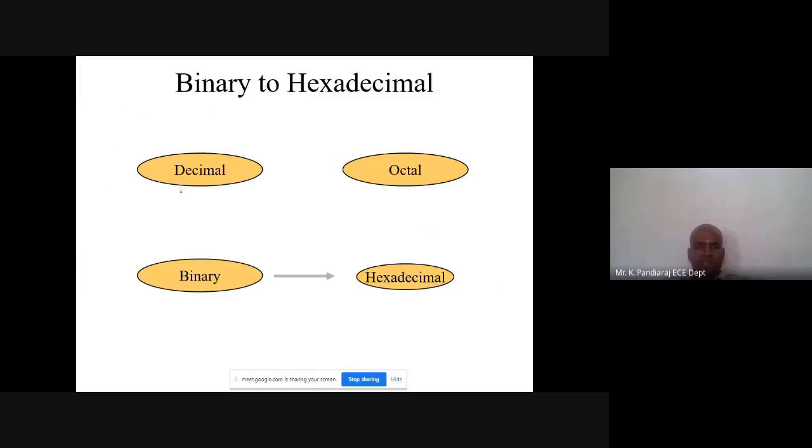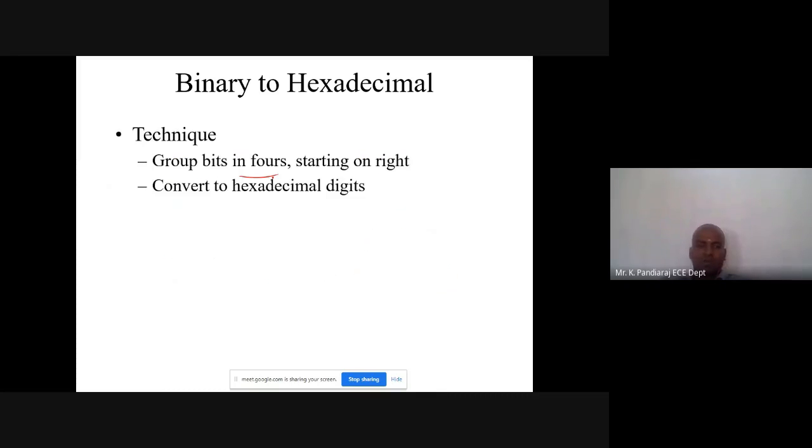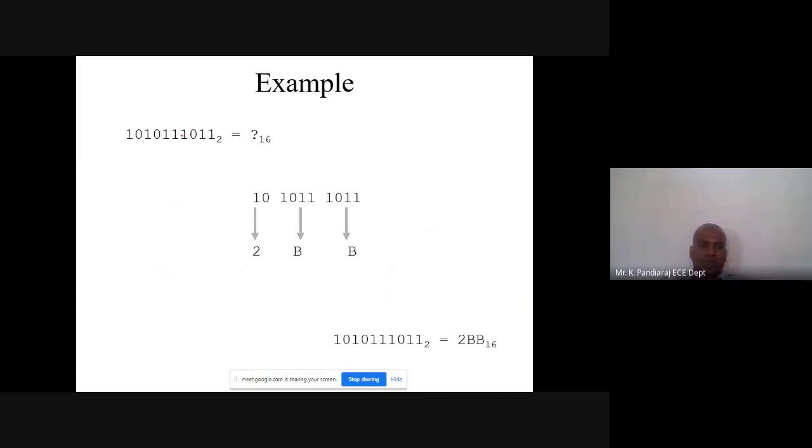That's it. Binary to hexadecimal. Here 4-bit representations are needed. So we are going to group all the bits by 4 bits. So see, 1011. This is one group and this is another group. So here the value is 2, and 1011 is B. Have a look at this. So the answer is 2B.